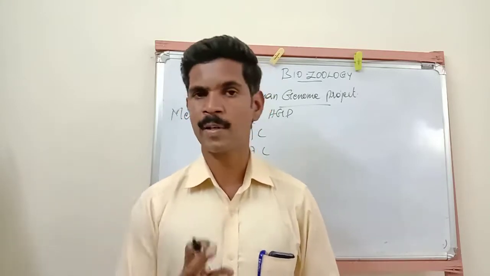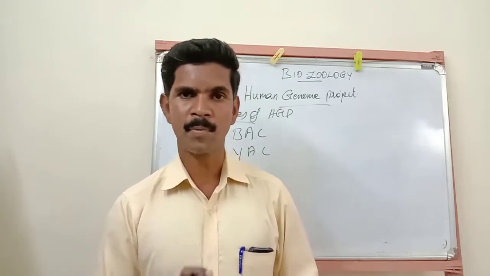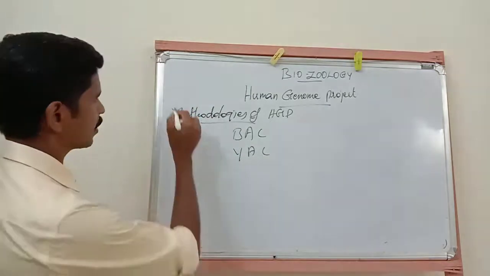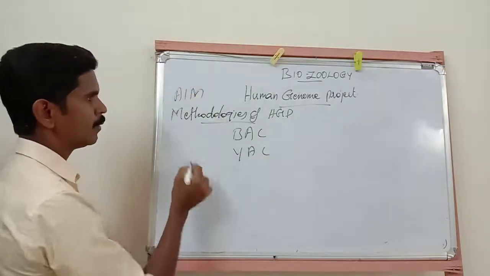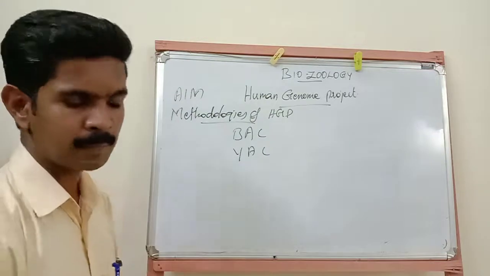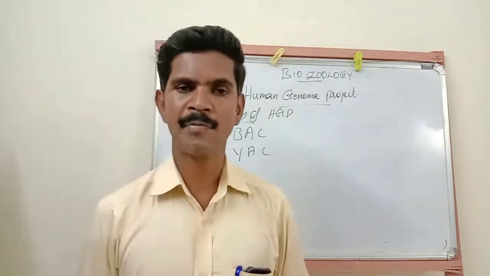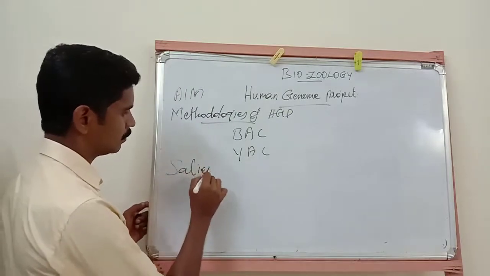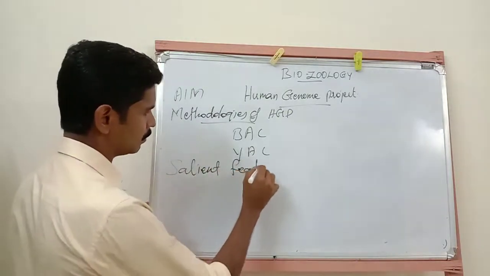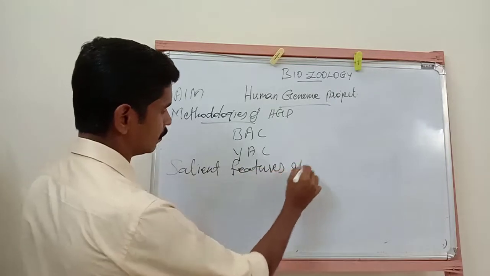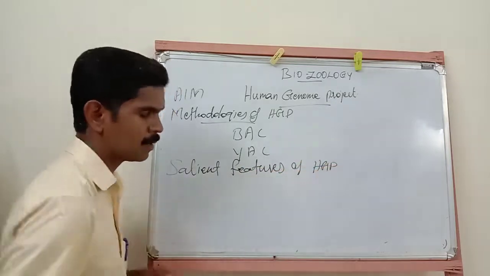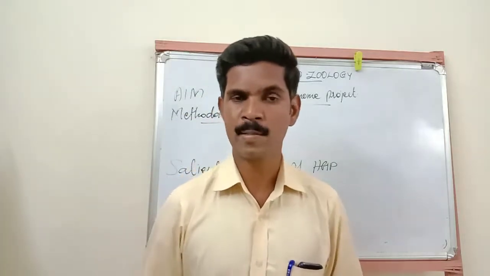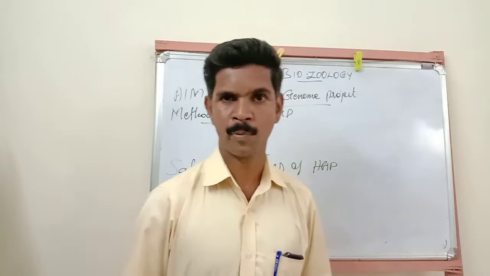Okay, my students, so now we have completed the methodologies of the Human Genome Project. The aim of the Human Genome Project is over, then the methodology of the Human Genome Project is over. Then the salient features of the Human Genome Project. There are 10 points, 10 characteristics explained in your book.